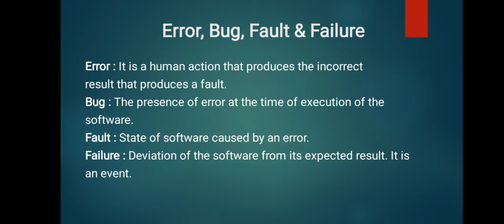Error, bug, fault and failure. Error: it is a human action that produces an incorrect result that produces a fault. Bug: the presence of error at the time of execution of the software. Fault: state of software caused by an error. Failure: deviation of the software from its expected result. It is an event.